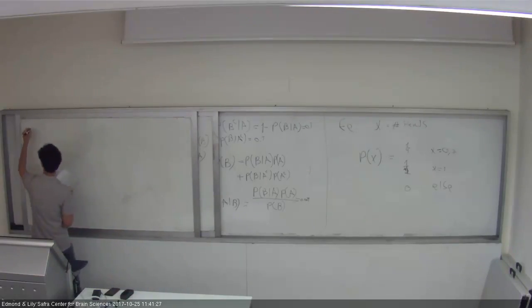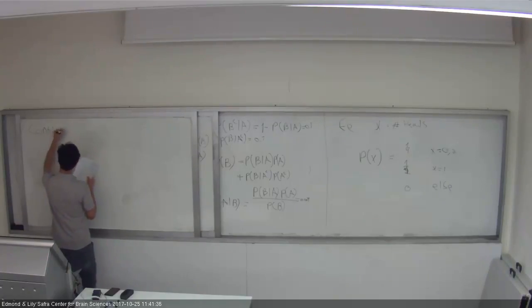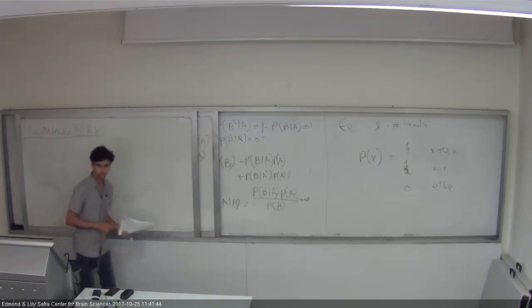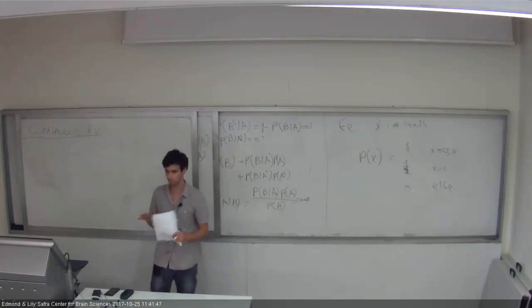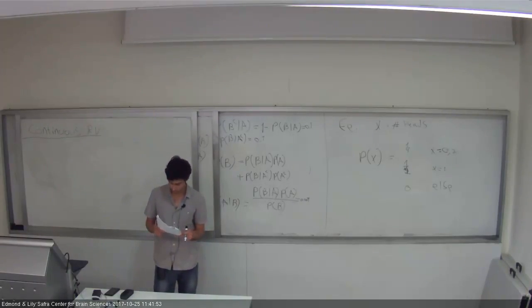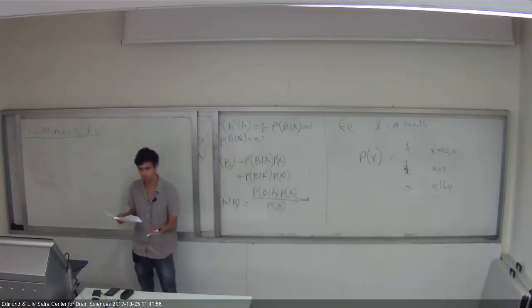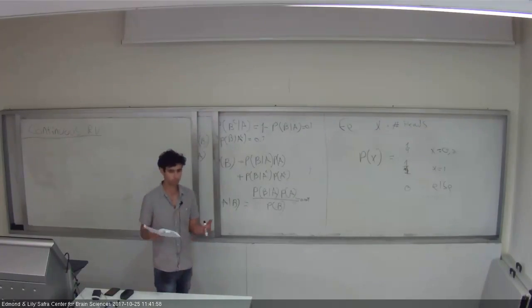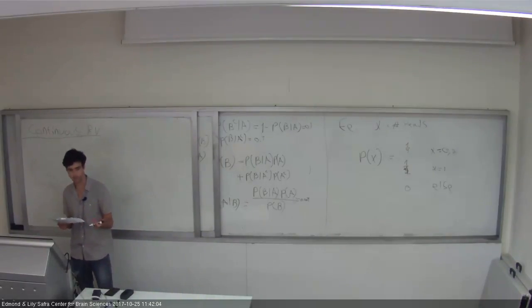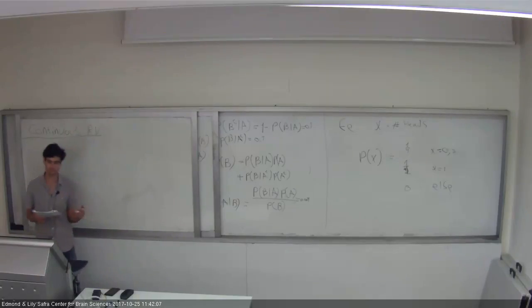So, continuous random variables. Here in the continuous case, we need to be a little more careful in our definition. Basically, the definition is that X is a continuous random variable if there exists some function f that satisfies the following things.